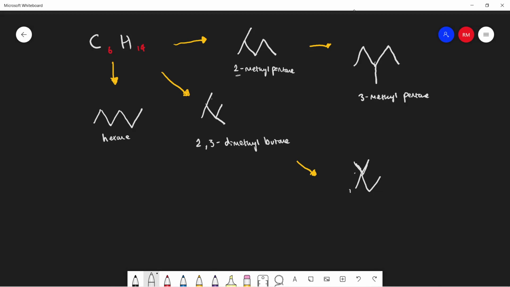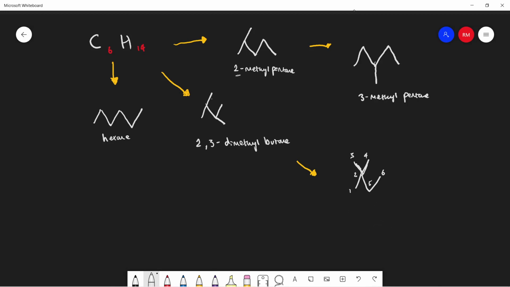So therefore we have our 1, 2, 3, 4, 5, 6 carbons, C6. On this one, we're going to have 3 hydrogens, 2, 3. On here, we're going to have no hydrogens. On each of these, we're going to have 3. So that's 1, 2, 3, 4, 5, 6, 7, 8, 9. On here, we're going to have 2 hydrogens, 9, 10, 11. And here on our 6, we're going to have another 3 hydrogens, which adds up to H14.